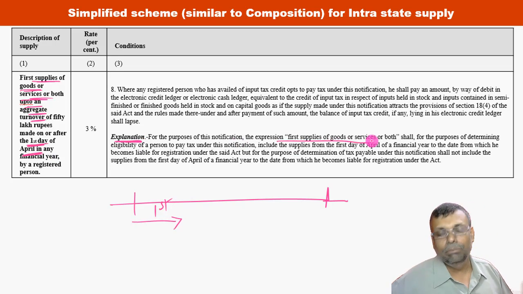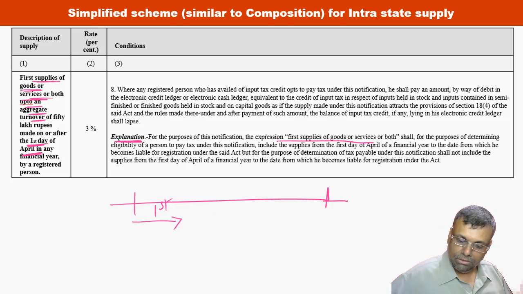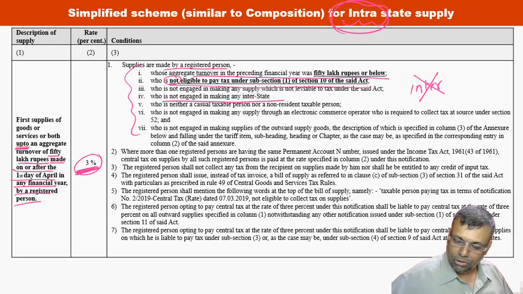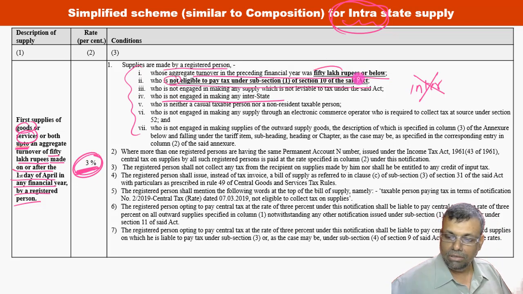But it is the same simple definition which I have already explained to you. It is no big deal whatsoever. So this is basically a special composition, or you can say composition scheme version number 2, which is with respect to your goods also, and which is with respect to services also. This is the rate, and this is the turnover criteria.